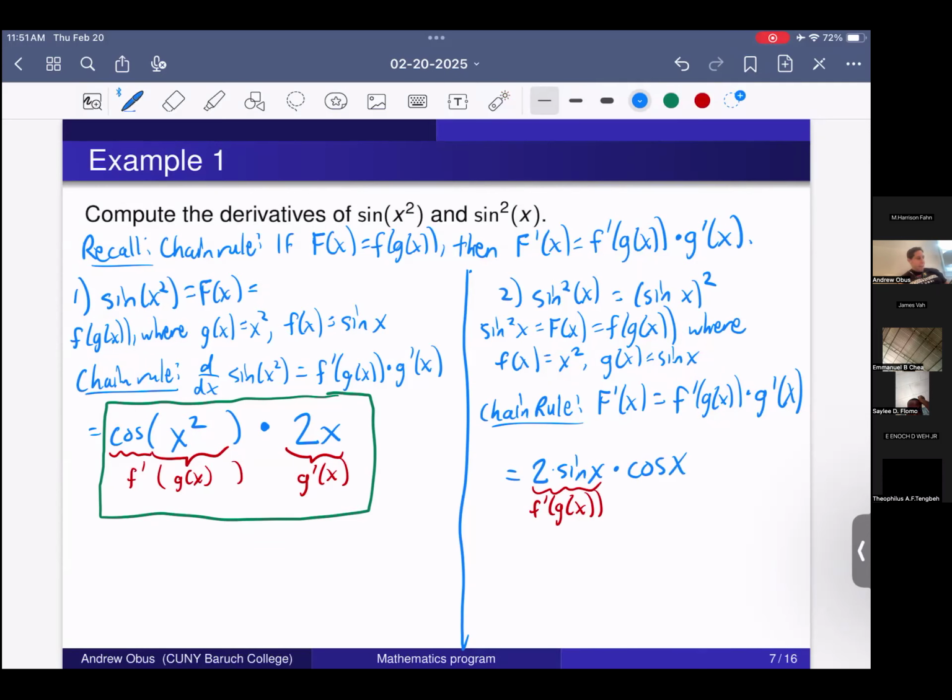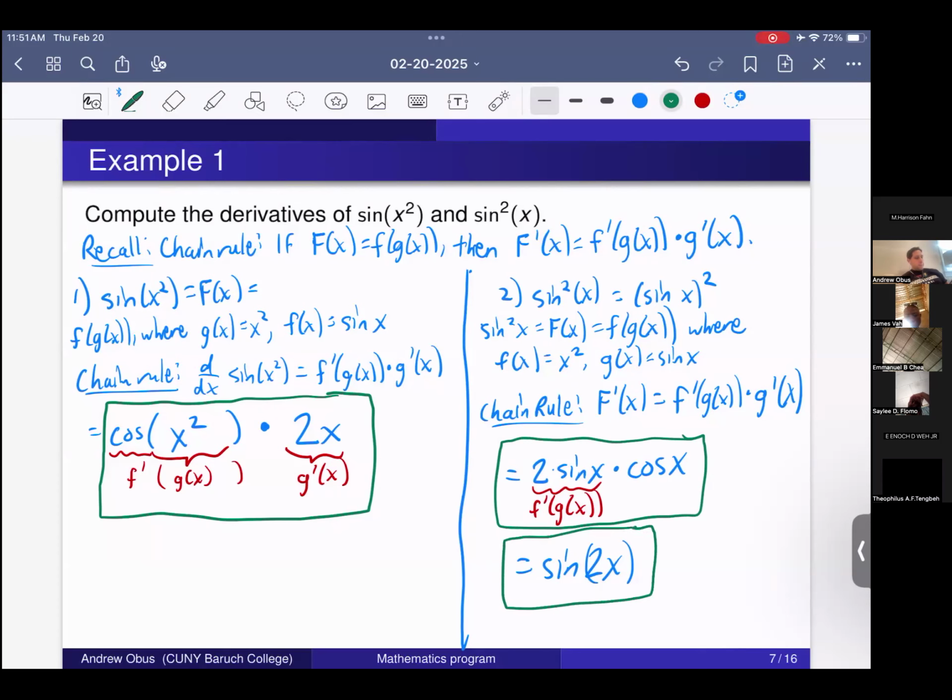Oh, James, you're actually right. If you know the trig identity, this is actually the same thing as sine of 2x. So if you want to simplify this, then that works. So either of these answers is okay. This is just if you know the trig identity, 2 times sine x cosine x equals sine of 2x. And that works.